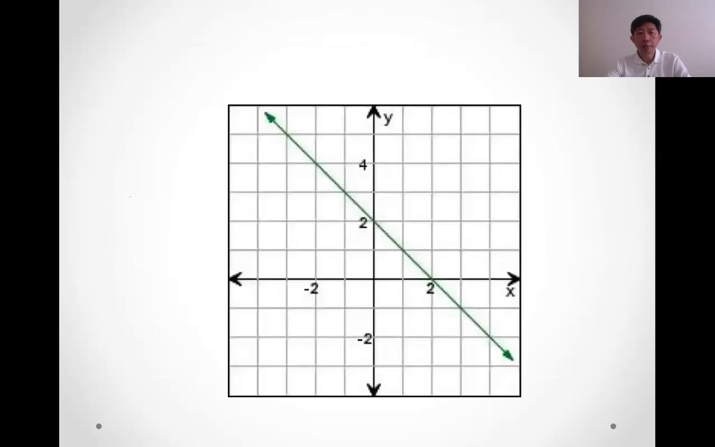Here is a problem, and I would like to determine the line equation for this problem.